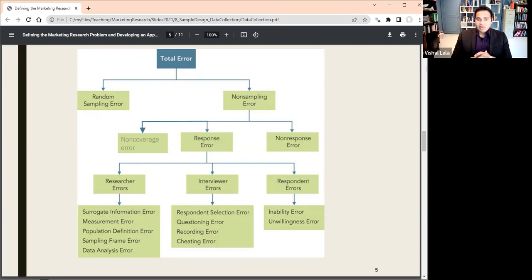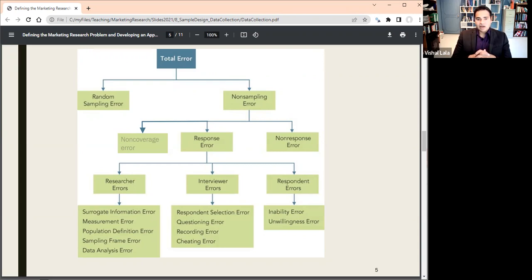Another thing about random sampling error is that random sampling error reduces as sample size goes up. With non-sampling error, you might have the exact opposite effect. That is, a larger sample, rather than reducing the error, might actually increase the level of error. Now, non-sampling errors can be broken down into a number of categories. There's non-coverage error, there's response error, and non-response error. Let me go through each one of these in more detail.